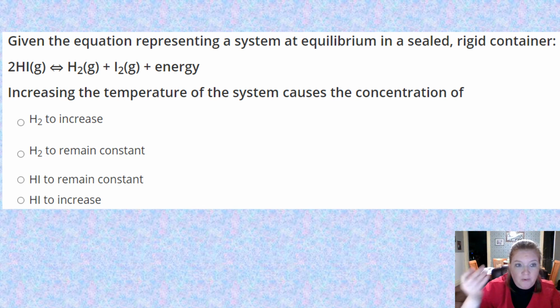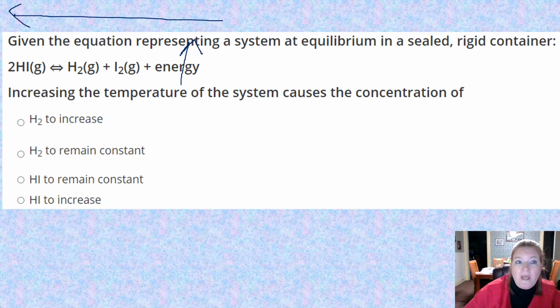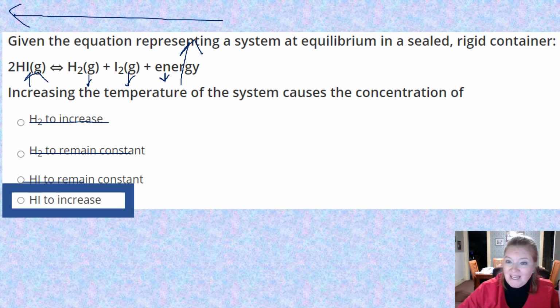All right, here's another equation. Increasing the temperature causes concentration changes. Where's temperature? It doesn't say temperature, but it says this. When I increase something, the equilibrium shifts away from it. So that means I'm going to start using this up, I'm going to start using this up, I'm going to start using this up, and I'm going to start making this. So what happens? H2, nope, didn't increase. H2 isn't constant. HI isn't constant. Oh, HI is increasing.